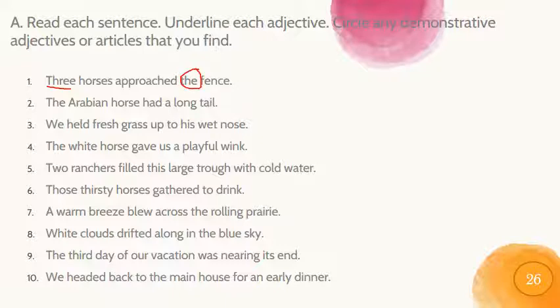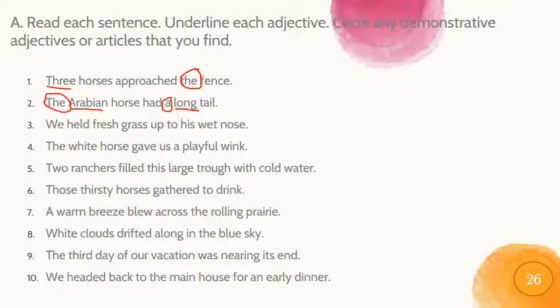2. The Arabian horse had a long tail. The is an article. Horse. Arabian comes from a proper noun, so it's a proper adjective. We underline it. The Arabian horse had a long tail. A is an article. Long is an adjective, long tail.